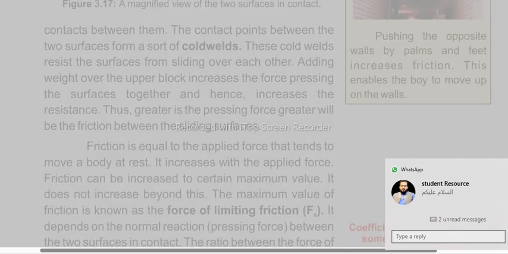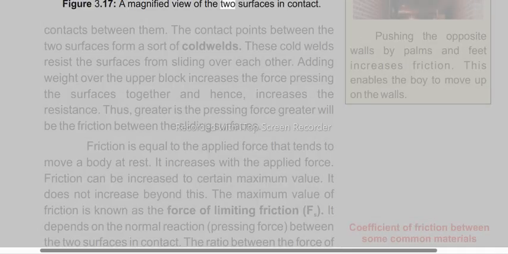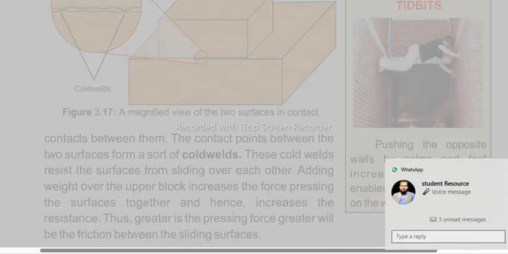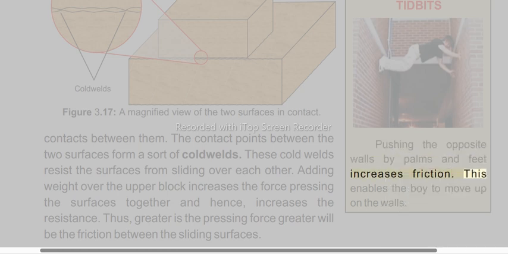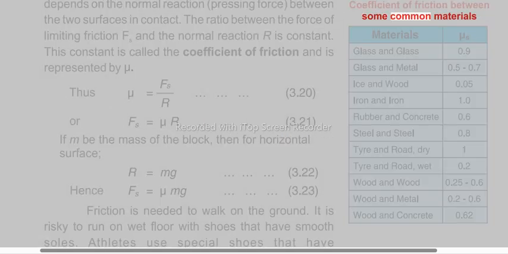Figure 3.17, a magnified view of the two surfaces in contact. Tidbits. Pushing the opposite walls by palms and feet increases friction. This enables the boy to move up on the walls. Coefficient of friction between some common materials.